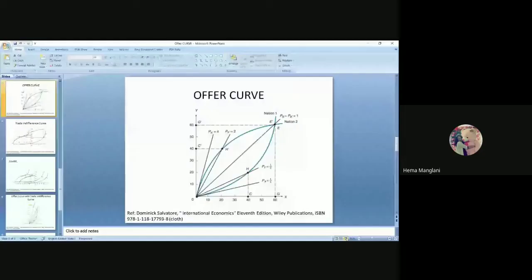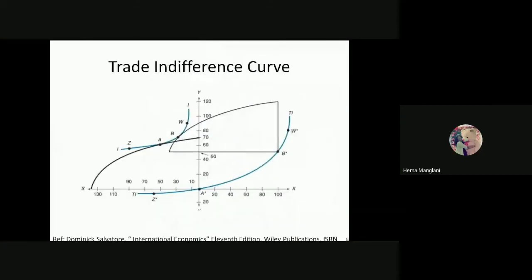Okay, so to add this, I'll go back to the presentation. Okay, now from this we'll go for trade indifference curve. Now the trade indifference curve is what? Trade indifference curve, here we have A star, here we have Z star, here we have B star. Okay, the different points. Now these different points, you can see this production possibility curve too.